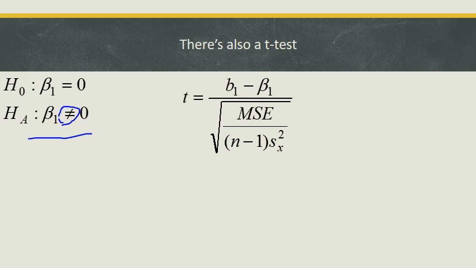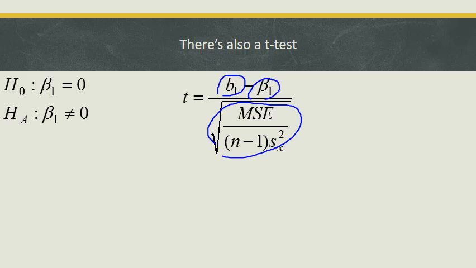And here is the t formula. It follows the basic structure of any t formula. It has an estimate subtracted by its mean, all divided by some square roots, which is a standard deviation. The formula is focused on B1, the slope of the best fit line. The mean of B1 is beta 1, and this big square root is its standard deviation. Although most books prefer to call it the standard error, it's the same thing.